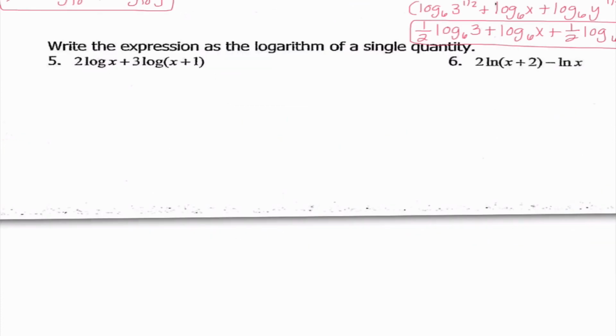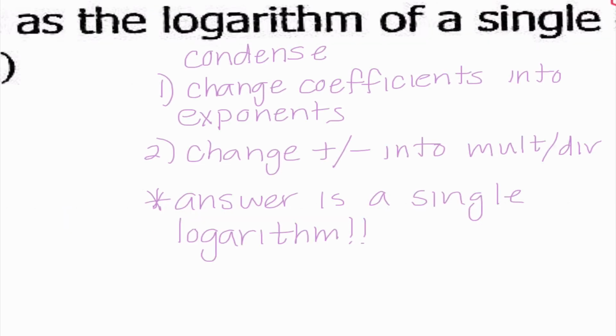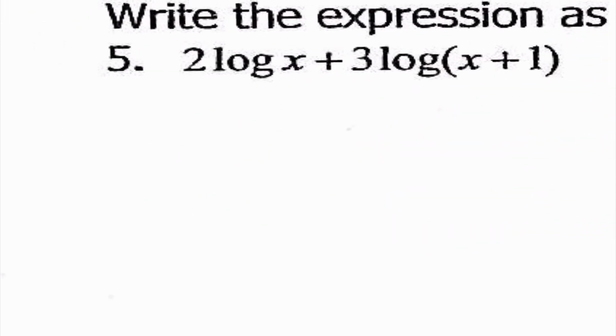The second thing that we do with this, it says write the expression as the logarithm of a single quantity. So let's go ahead and just kind of outline what we're trying to do here. So when we are condensing, the first thing I'm doing is changing any coefficient into an exponent. Then I'm going to look and see if we have any addition or subtraction and turn it into multiplication or division. And the thing that I want to stress here is that our answer should be a single logarithm. So it should be log base something and then whatever's happening from there. So let's go ahead and look at number 5.